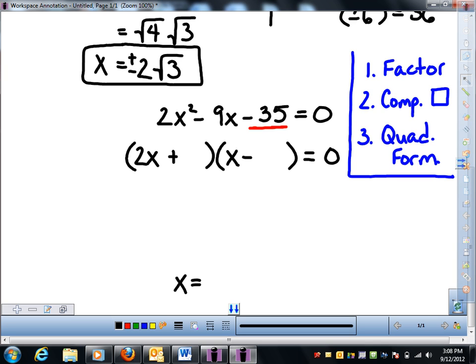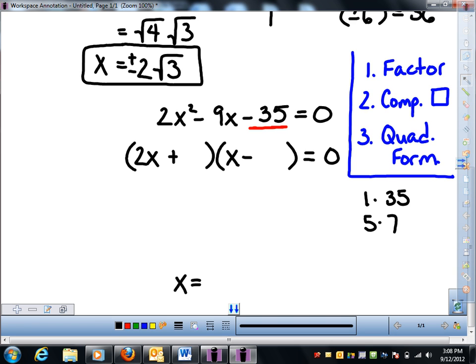Trying to think of numbers that multiply to 35. Off the top of my head, the only ones that really jump out at me are 1 times 35 and 5 times 7. Well, 1 and 35 seem awfully big if I plug them in here. So I don't know for sure that they're going to work. So I'm going to try the 5 and the 7. Now, this is not a guess and check because I know for sure I've got my negative 35. It's just, did I put them in the right spot? How do we know that? I'll show you how we get that in just a second.